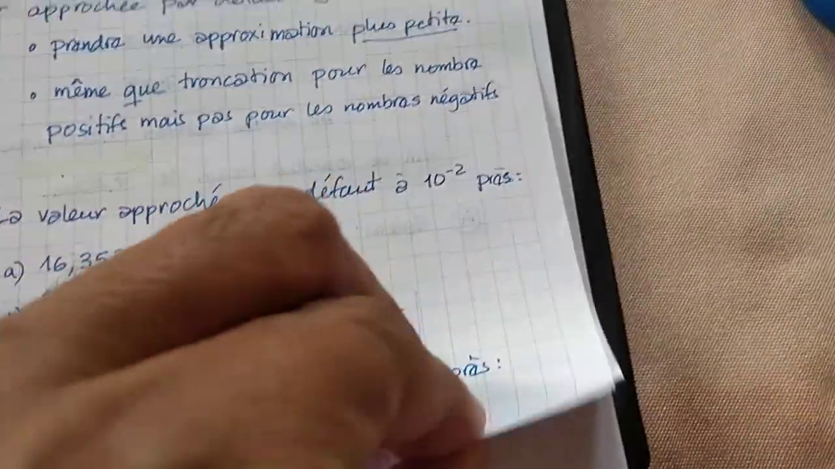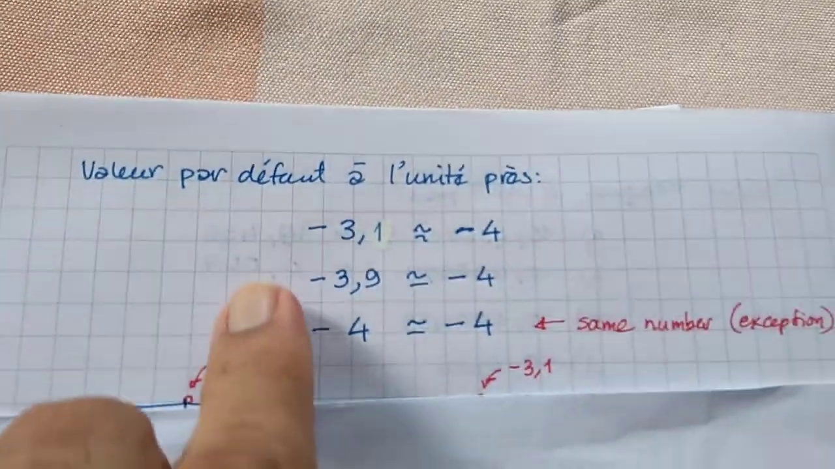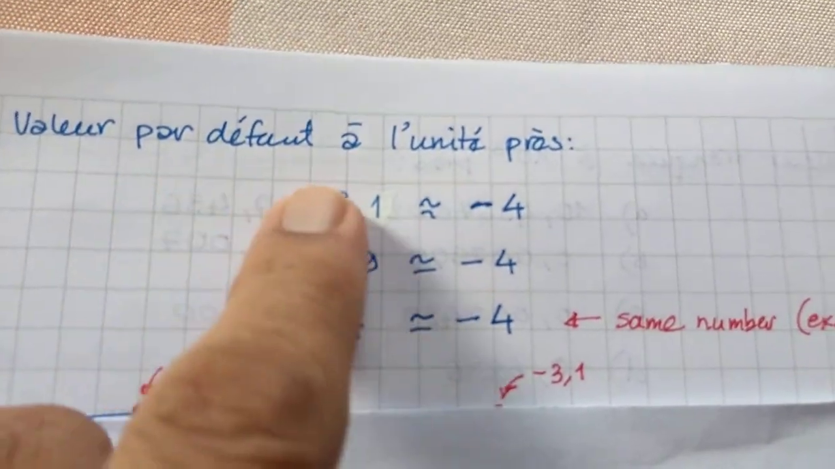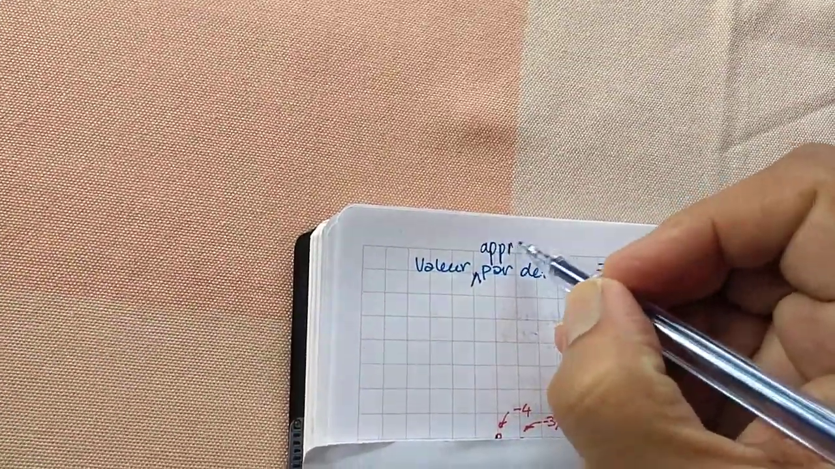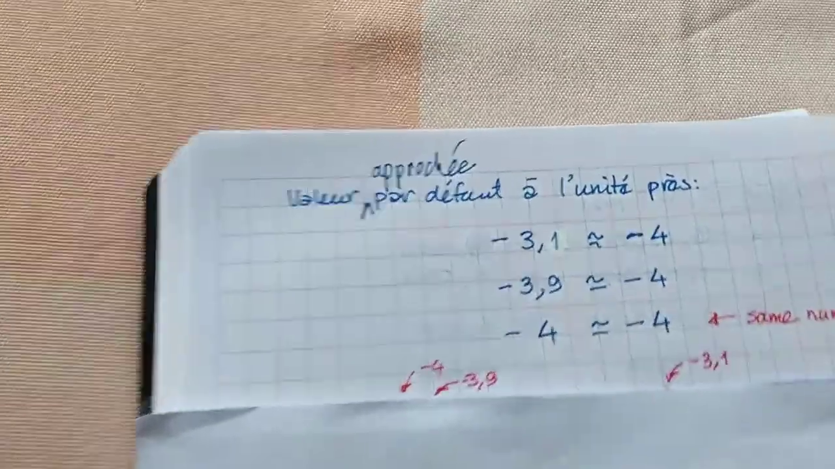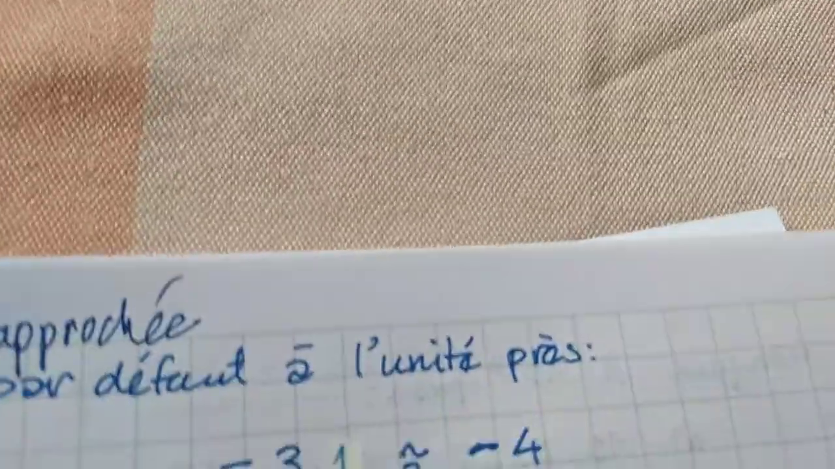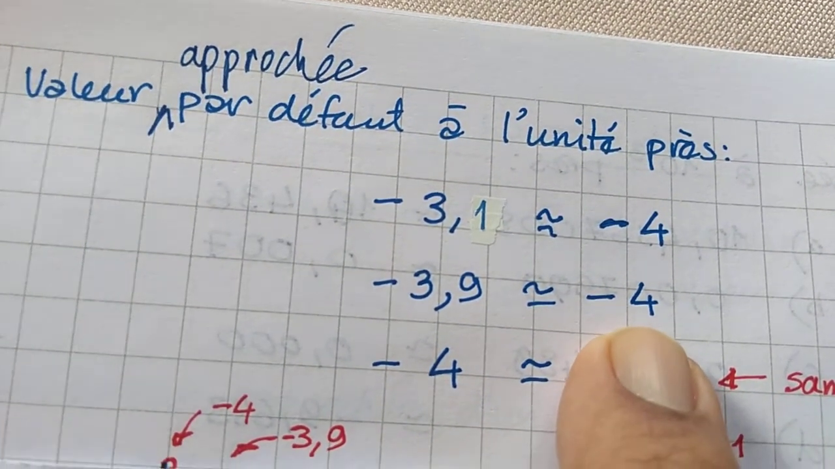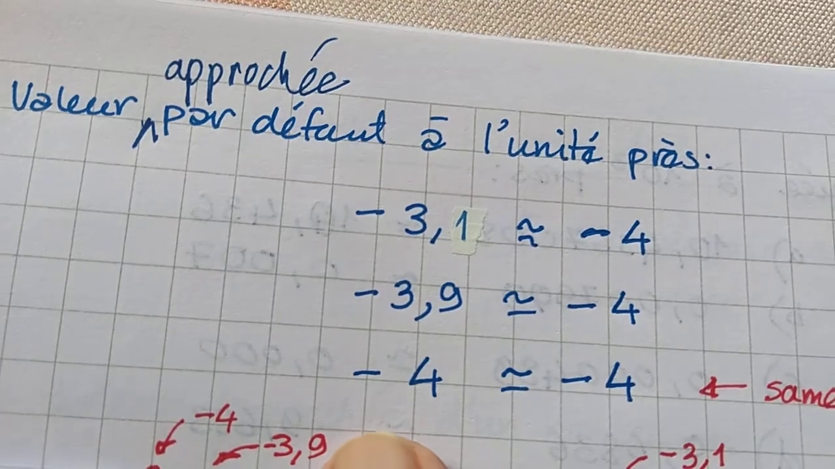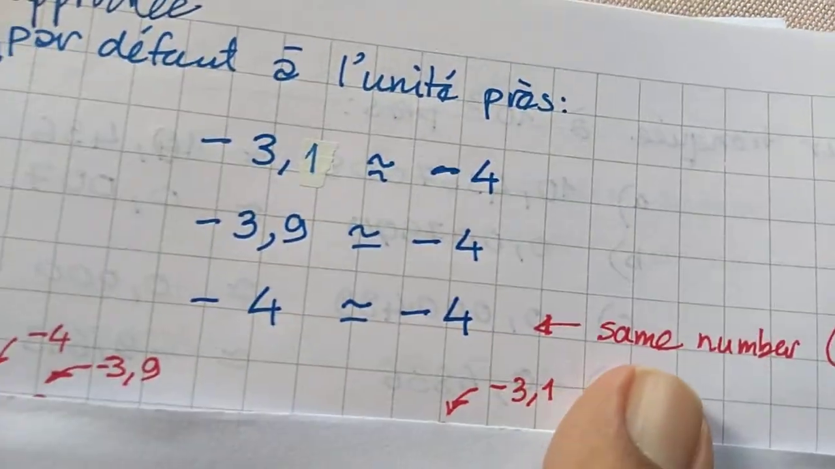Okay. So now we come to almost the last page, and we will do this quite rapidly. So now let's take some more examples again with the number line. Valeur par défaut, valeur rapprochée par défaut, par défaut à l'unité près. So minus 3.1 is approximately equal to minus 4. Minus 3.9 is also equal to minus 4. Minus 4 itself is also equal to minus 4, same number.